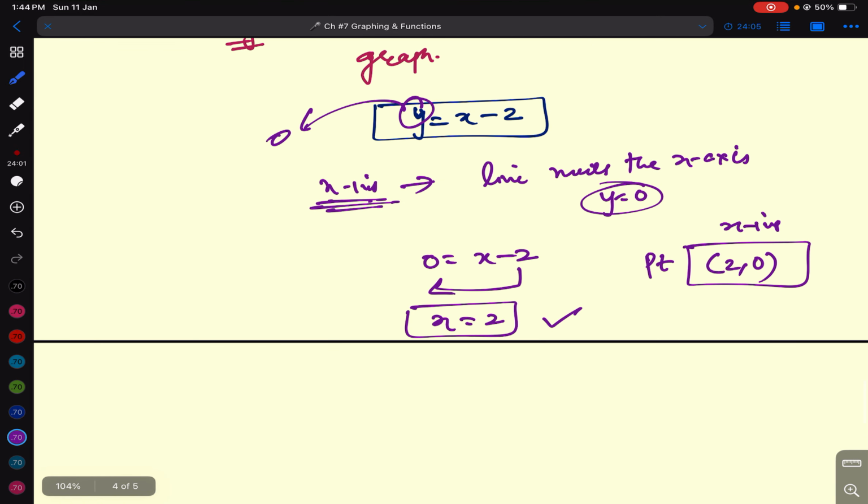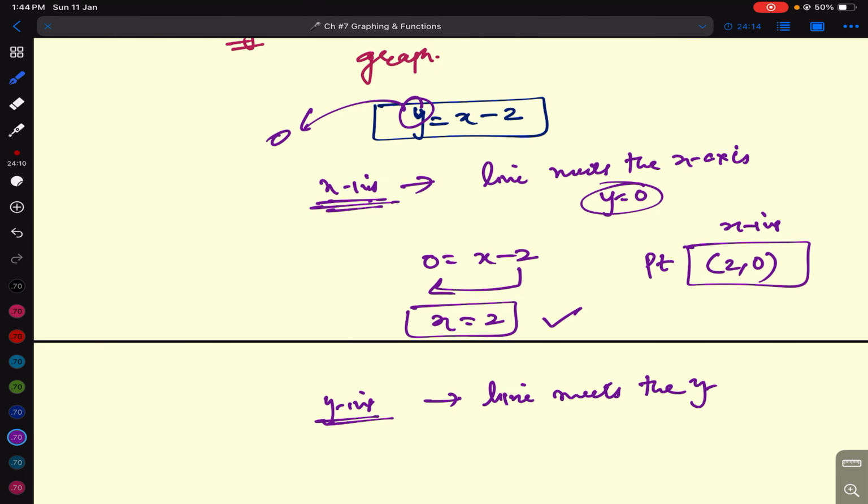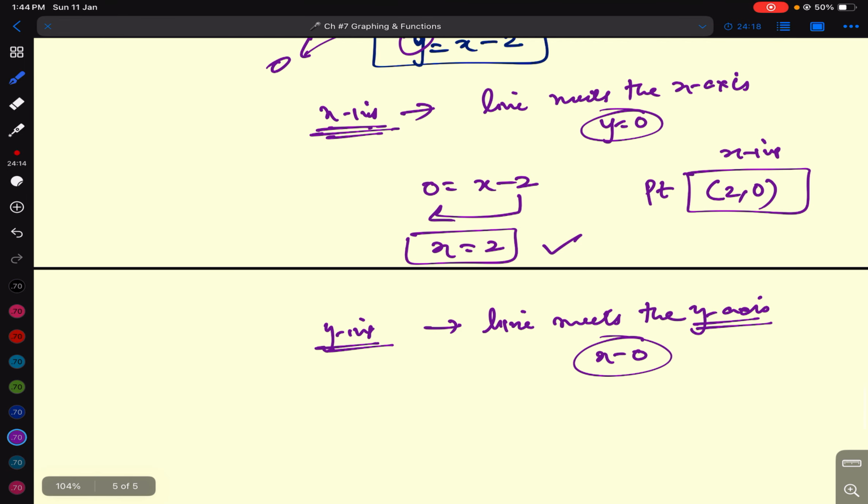Similarly, for finding the y-intercept, as I mentioned, the y-intercept is the point where the line meets the y-axis, and this is the point where x becomes 0.